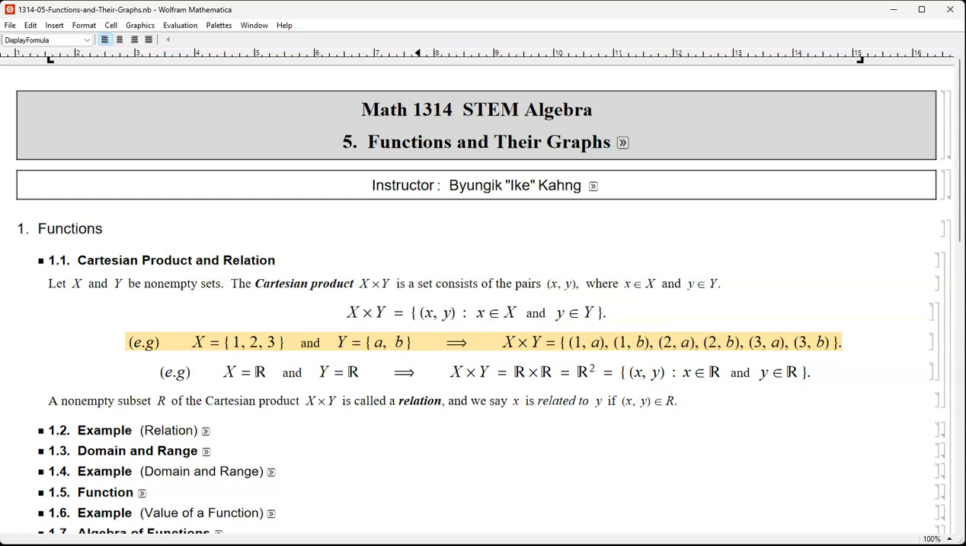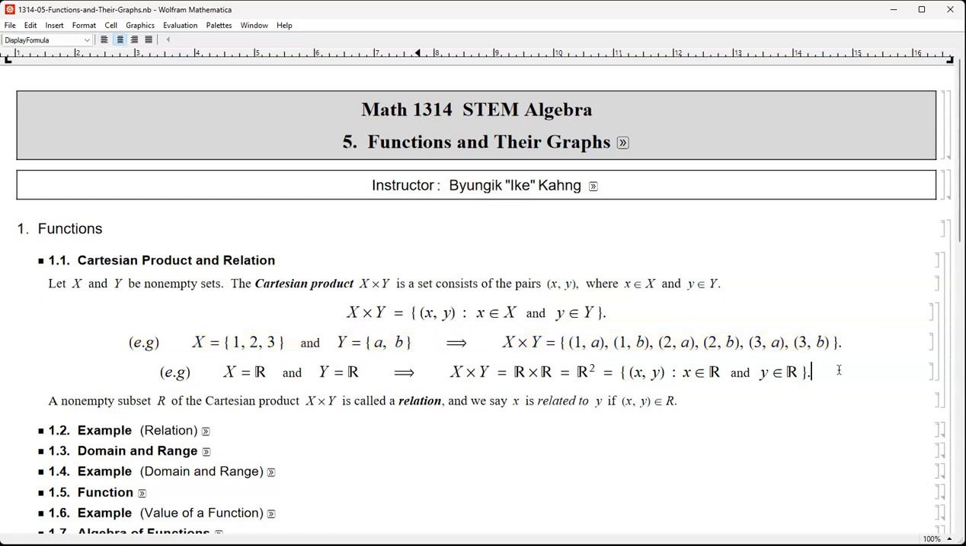Let's say capital X is {1, 2, 3} and capital Y is {A, B}. Then the Cartesian product X times Y is the set of all possible pairs: 1A, 1B, 2A, 2B, 3A, 3B, and that's it. The first component has to be coming from X, so 1, 2, or 3. The second must be coming from Y, so A or B. 3 elements in X, 2 elements in Y. 3 times 2 is 6, and we covered all 6. There's no more. So that's an example of Cartesian product for finite sets.